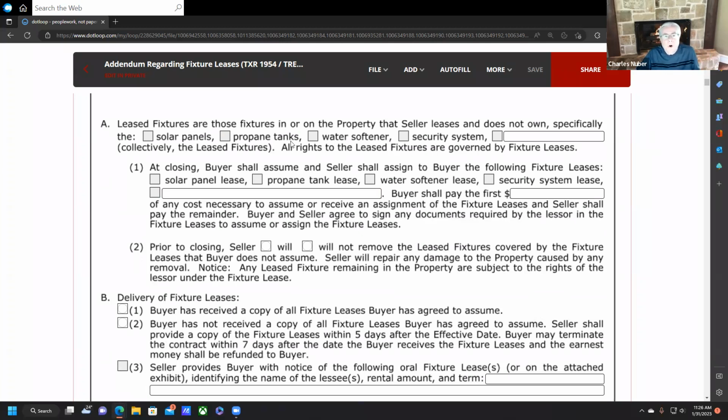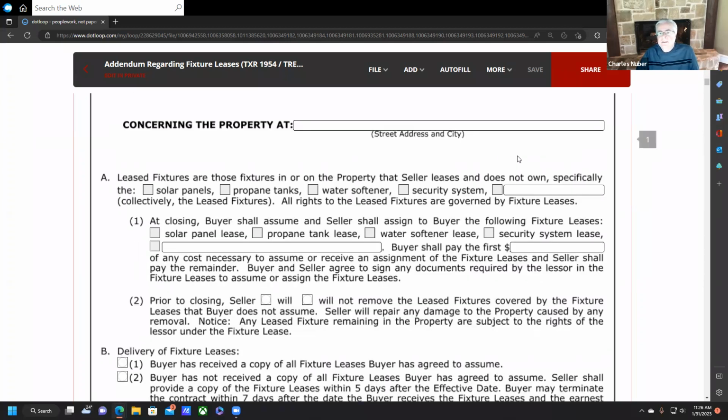So solar panels, propane tanks, water softeners, security systems, collectively are lease fixtures. All rights to the lease fixtures are governed by fixture leases. We hope. I don't think so, because they all have their own way of doing it. So propane tanks that are leased, water softeners that are leased, all those things that might be leased in the property. As a listing agent, before I take the listing, I want to make sure we have documents up front so we know how those things can be conveyed to the new buyer.